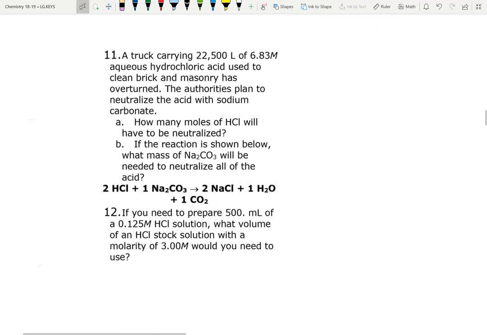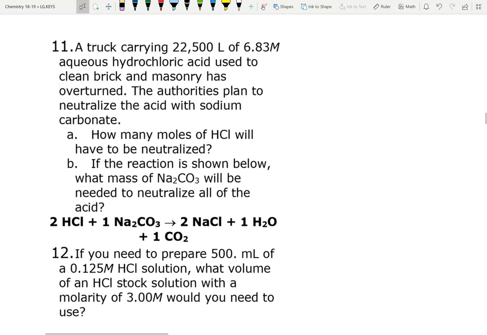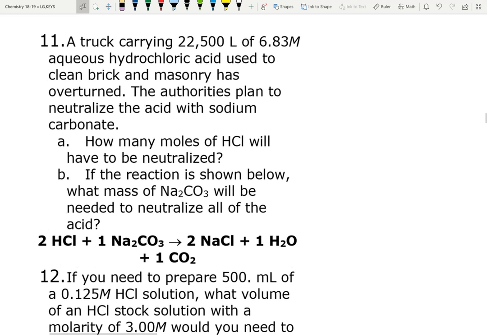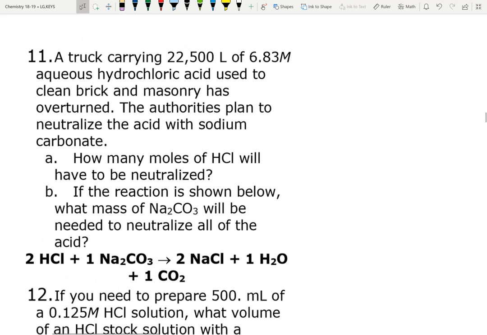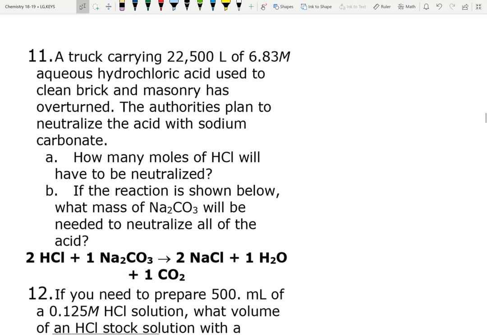Okay, now 11. I see my 11 got kind of close to my 12 here. I'm sorry about that. 11 is a two-step problem that has to do with neutralization too. It's a sort of a titration in a large-scale emergency cleanup fashion.